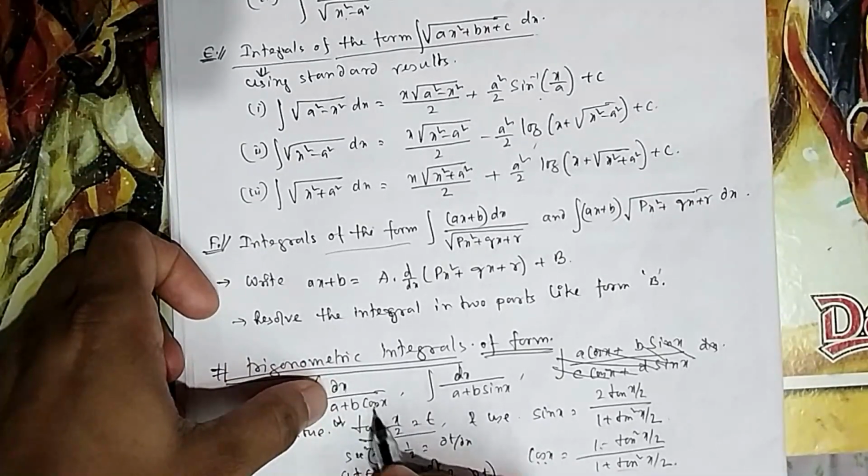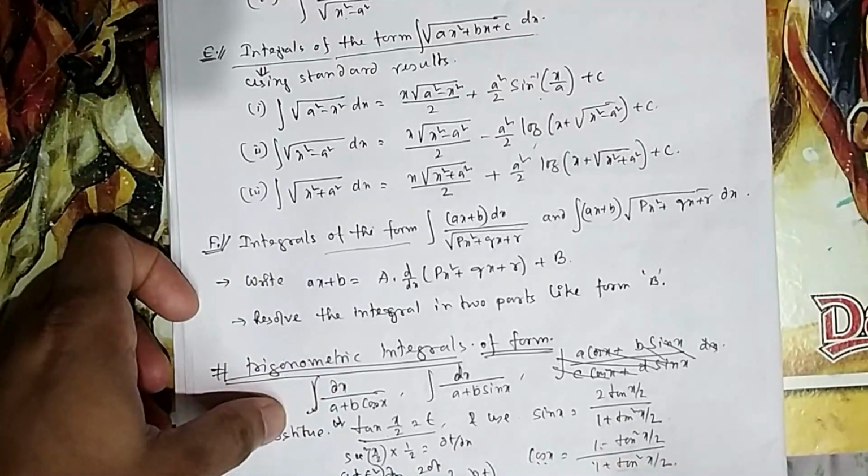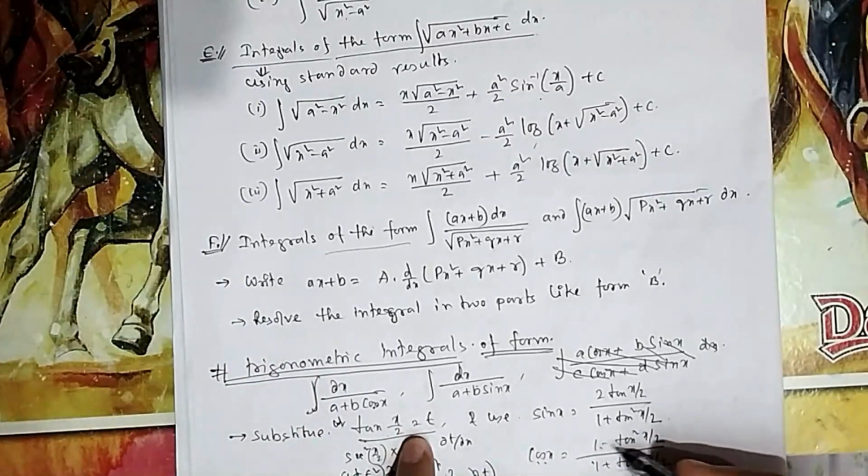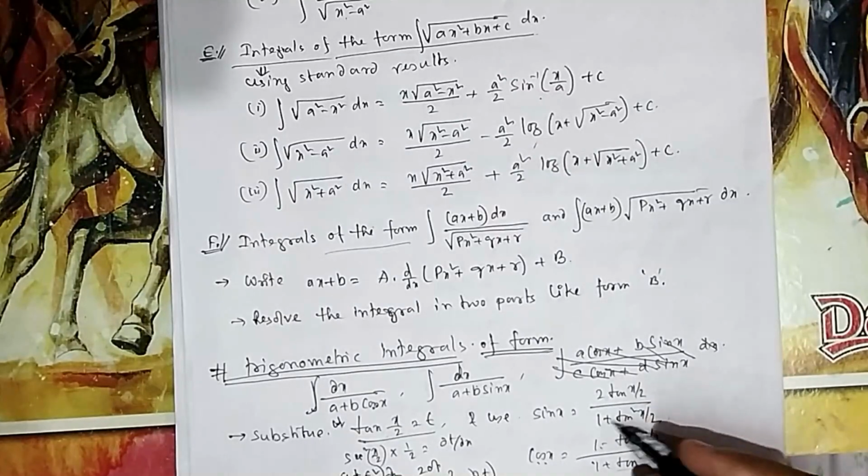In place of cos x, you write this one. In place of sin x, you write this one, because you have taken this as t. So cos x will be 1 minus t square by 1 plus t square, and sin x will be 2t by 1 plus t square.